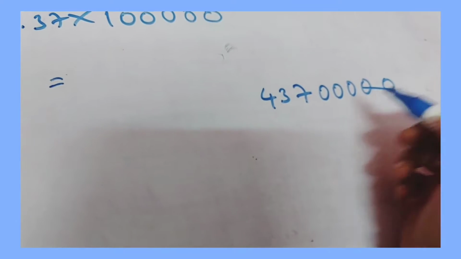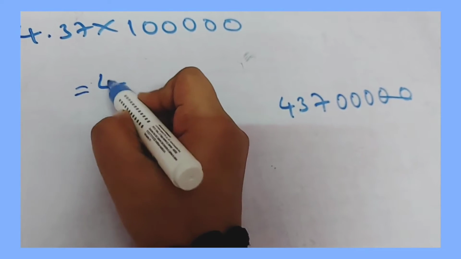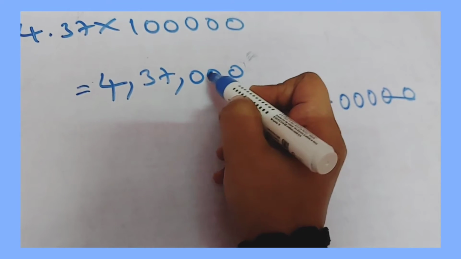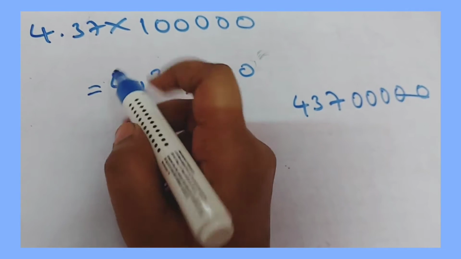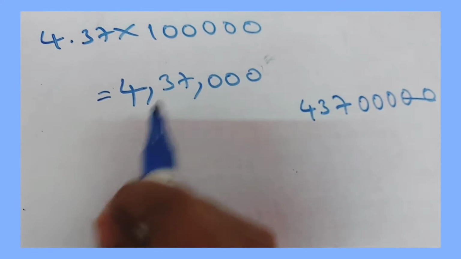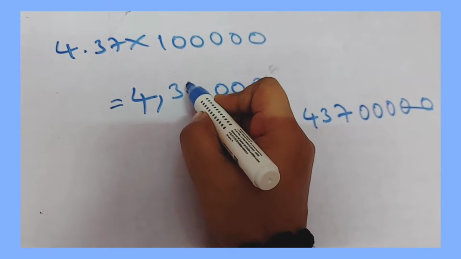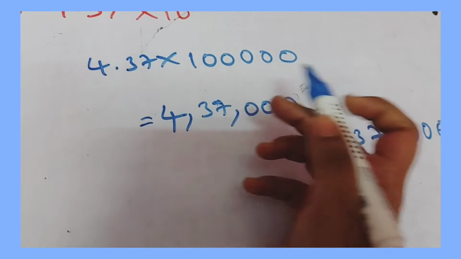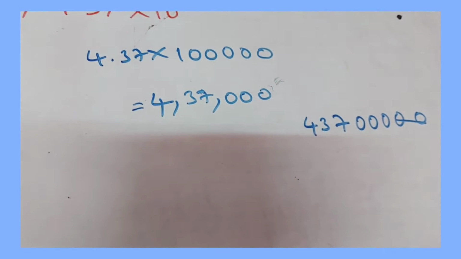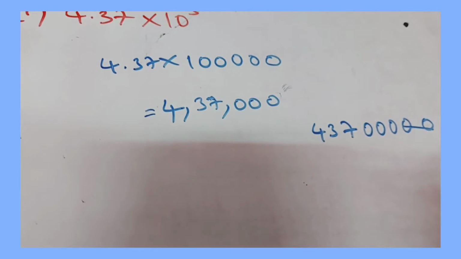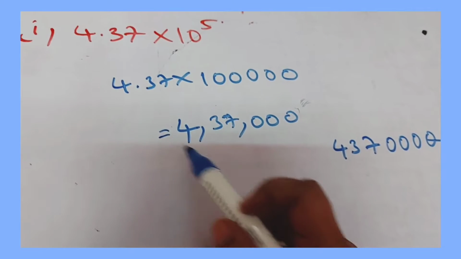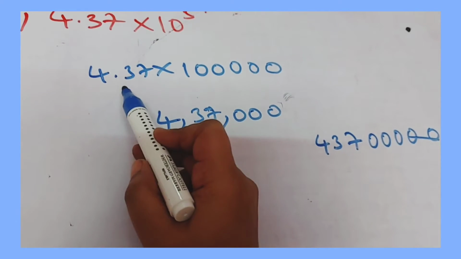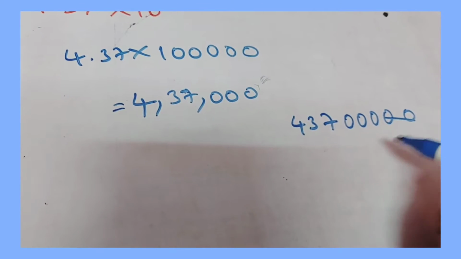So the answer will be 4,37,000. This is how you have to do this. This is the easiest way of calculating here. If you do the multiplication, it will become very lengthy, so you take it in this way. You take first 437 and you take all the zeros, and after the point how many numbers are there, you cut that many zeros and you will get the answer.